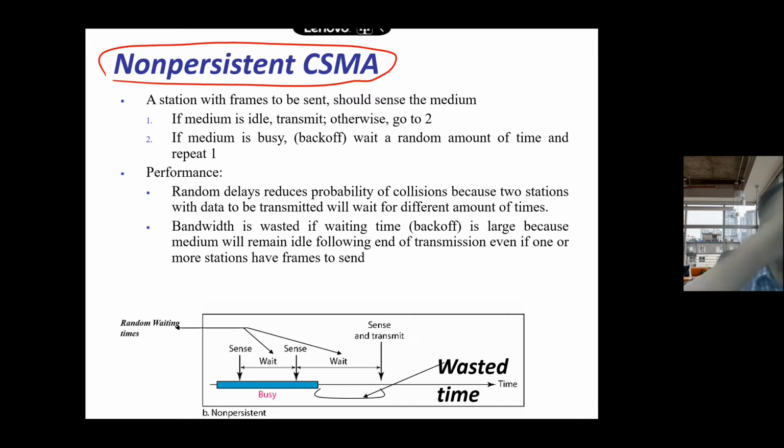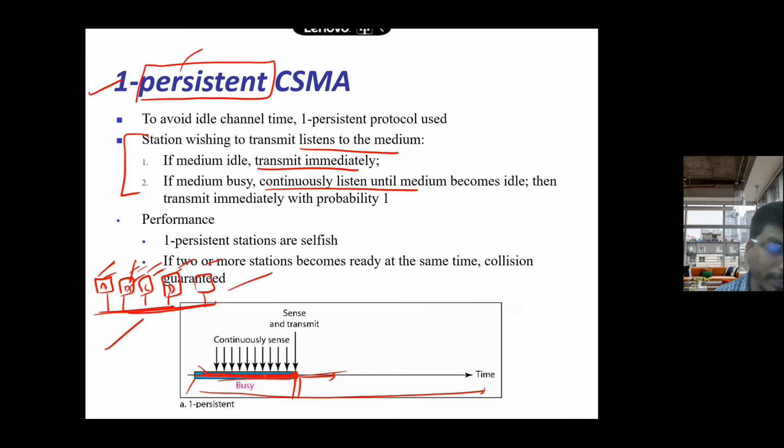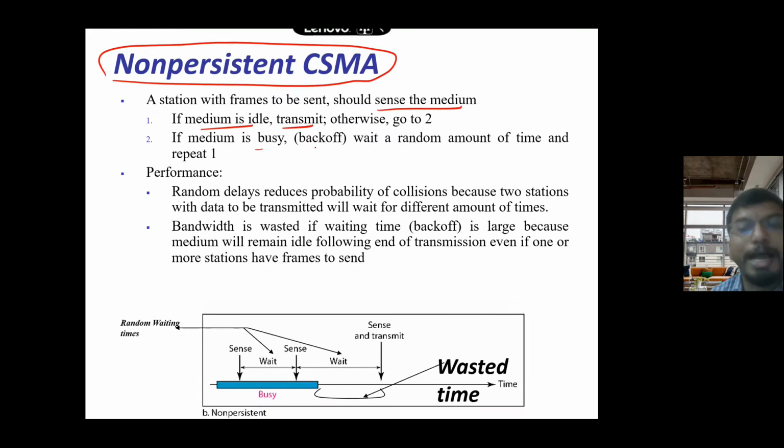Right. So here you don't see continuously you're sensing the medium. That's the first point that you have to understand here. So if a station has frames to send, it is going to sense the medium. If the medium is idle, they will transmit immediately. There is no doubt in it. Otherwise, if the medium is busy, unlike the previous case where you continuously sense till the medium becomes idle, here we are not going to do this. If the medium is busy, you will back off. Back off meaning what? You will go and wait for some random amount of time and then repeat the first step.